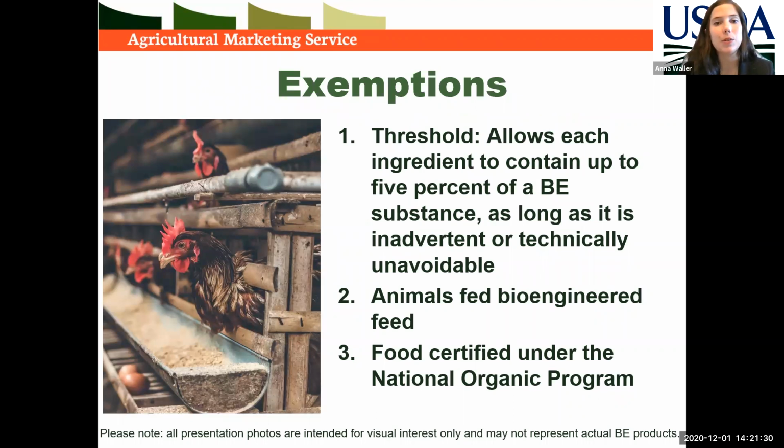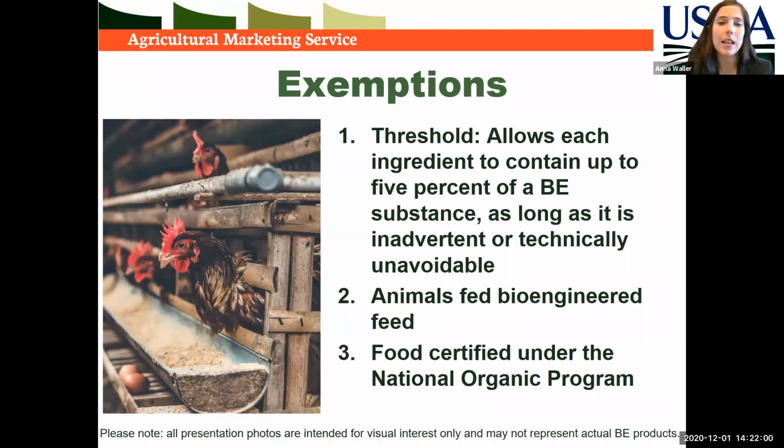The standard includes 3 categories of foods that are exempt. First, the threshold exemption allows a certain amount of a bioengineered substance in a food without requiring a bioengineered food disclosure. The standard allows each ingredient to contain up to 5% of a bioengineered substance, so long as it is inadvertent or technically unavoidable. Any intentional use of a bioengineered food or ingredient requires disclosure.